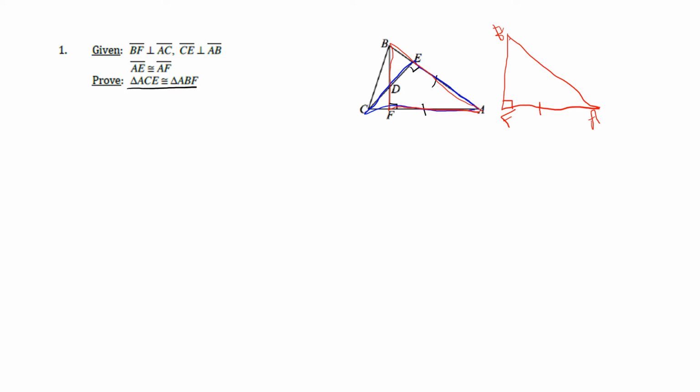And now I'm going to go back and draw my other triangle, which is ACE, but I'm going to orient it the same way that I have triangle ABF oriented. So when I say that, I'm going to draw it so that the right angle is in the same position as it is in the other one. So this would be A. Here's my right angle at E, and this would be C. And then what I know is that AE is congruent. Okay, so this kind of helps me to see what's actually going on. Let's go ahead and start our proof.